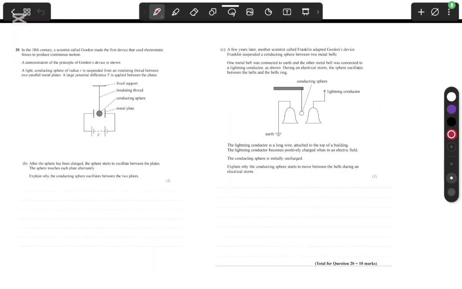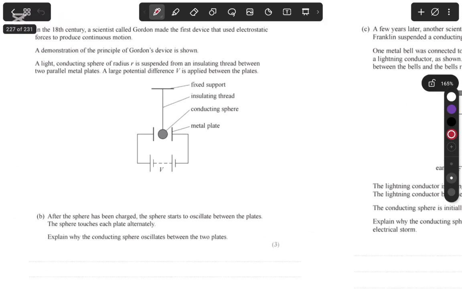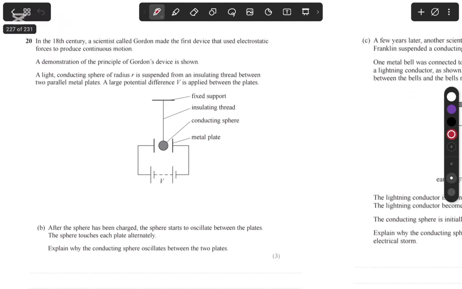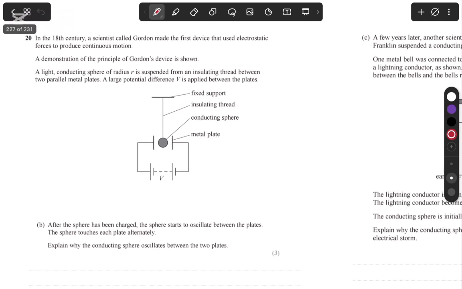Now we're going to be moving on to question number 20. It's a lot of things to read, so I want you to pause and read the question very carefully. If I read it, it's just going to waste a lot of time. So read it and I'm going to answer the question. Now it says in the question, after the sphere has been charged, the sphere starts to oscillate between the plates and the sphere touches each plate alternately. Explain why the conducting sphere oscillates between the two plates.